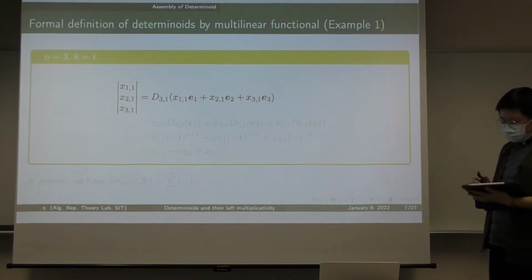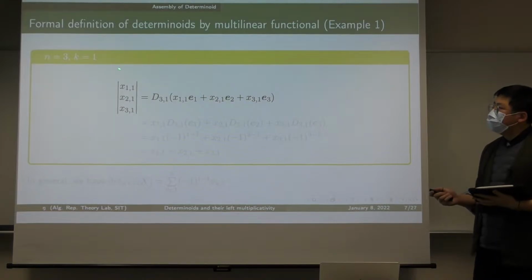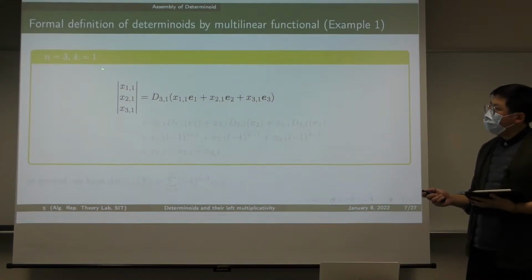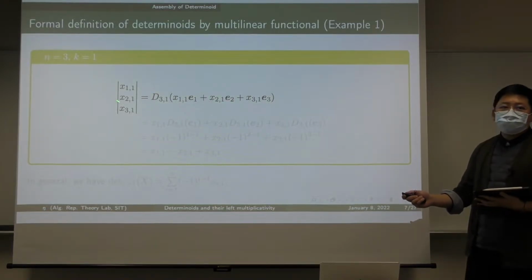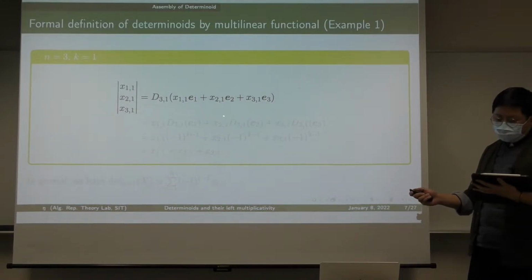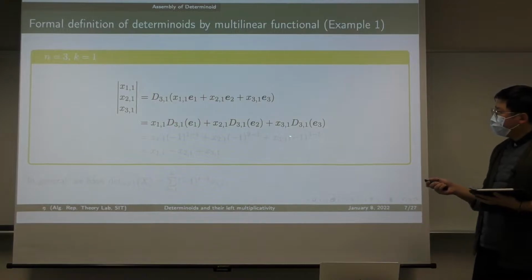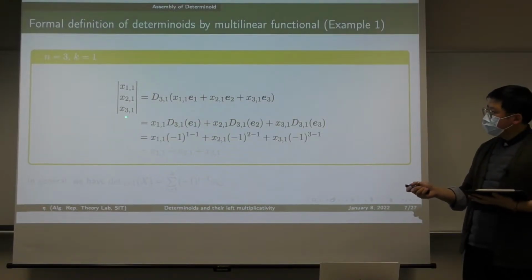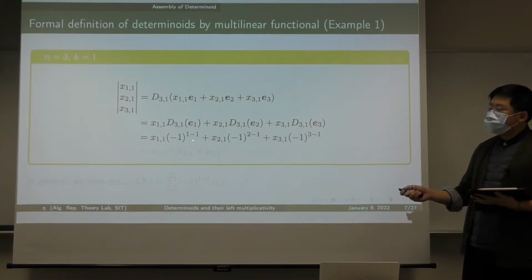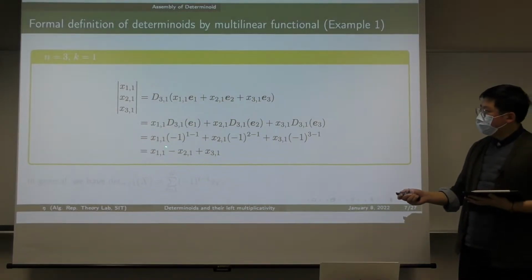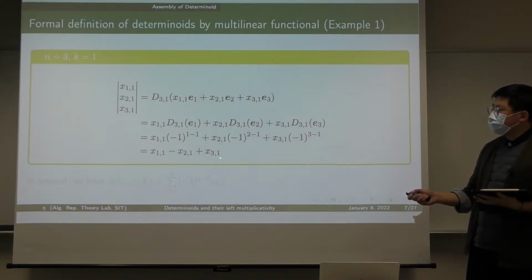Okay, so let's have a look at an example, when n is 3 and k is 1. First, this is a column vector, and we want to compute its determinoid. We rewrite it in the multilinear functional form, and by linearity, we have this line. By the definition of d_{3,1}, it should be -1 to the power of i minus 1. So it's like this. Simplify it, and we get x11 minus x21 plus x31.